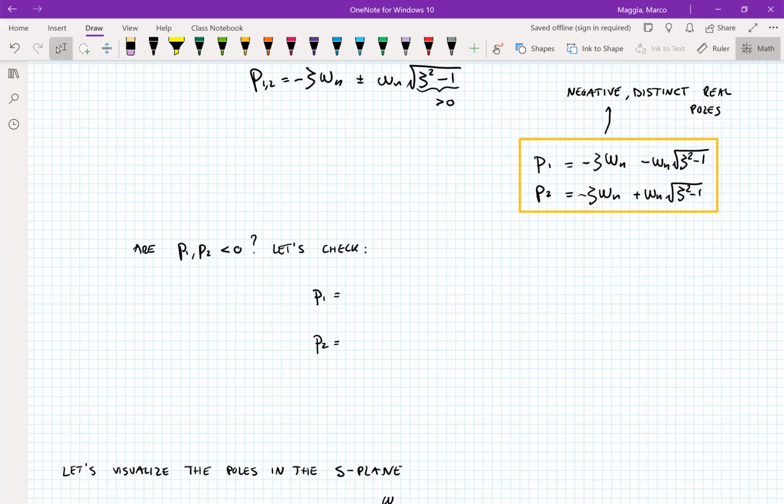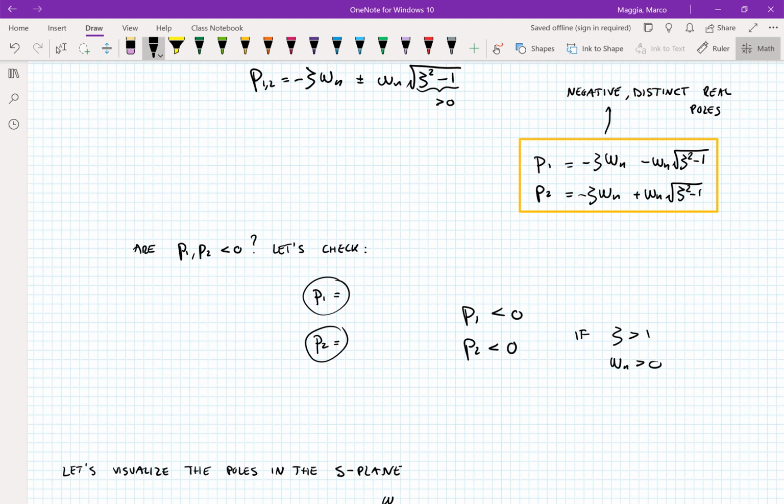And well, you can also prove, and I wrote it down in the notes, but I'll let you verify that both P1 and P2 are negative numbers. So both P1 and P2 are negative if zeta is greater than 1 and omega n is greater than 0. It's quite easy to see, especially for P1.